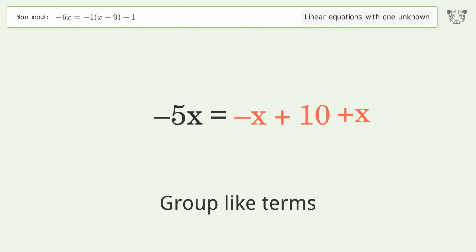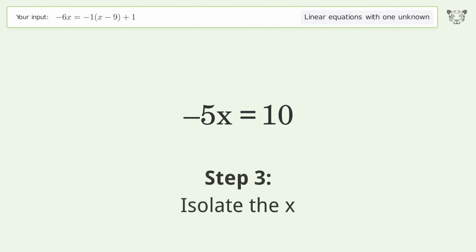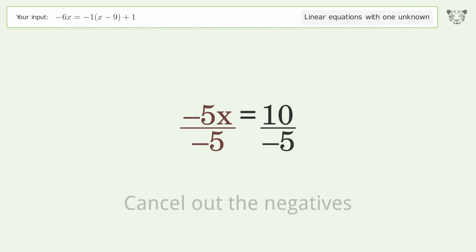Group like terms. Simplify the arithmetic. Isolate the x. Divide both sides by -5. Cancel out the negatives.